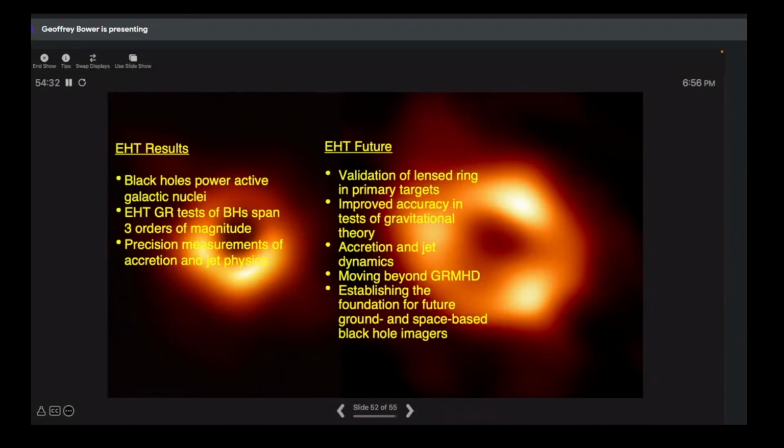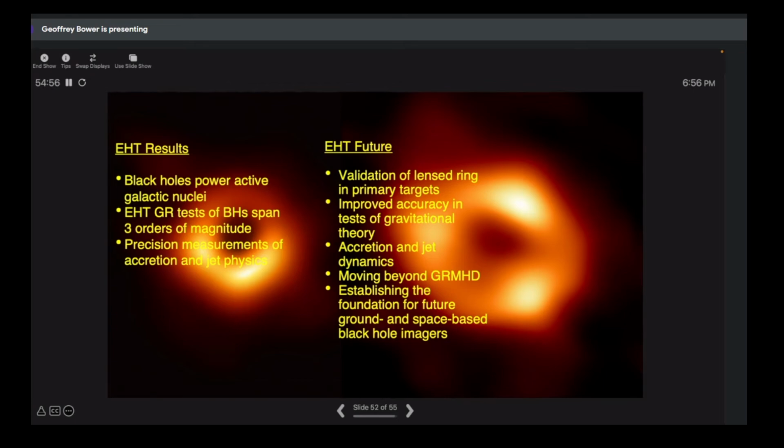A few key results really to focus on here. Black holes power active galactic nuclei. This is a 60-year-old question that we have answered. At the base of those powerful jets sitting in distant radio galaxies, there is a black hole.